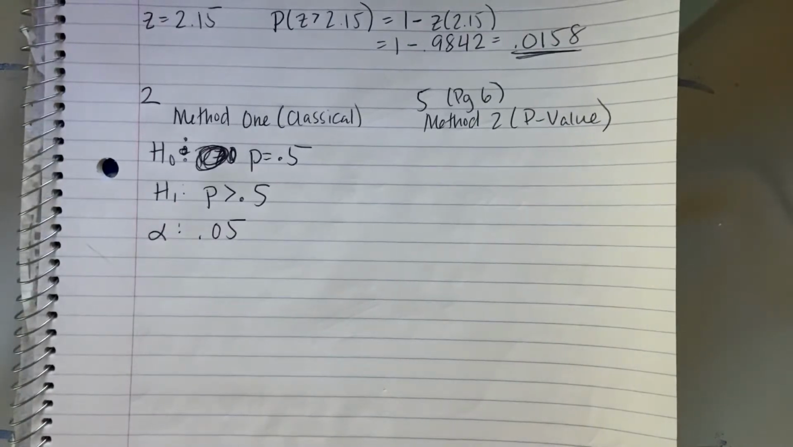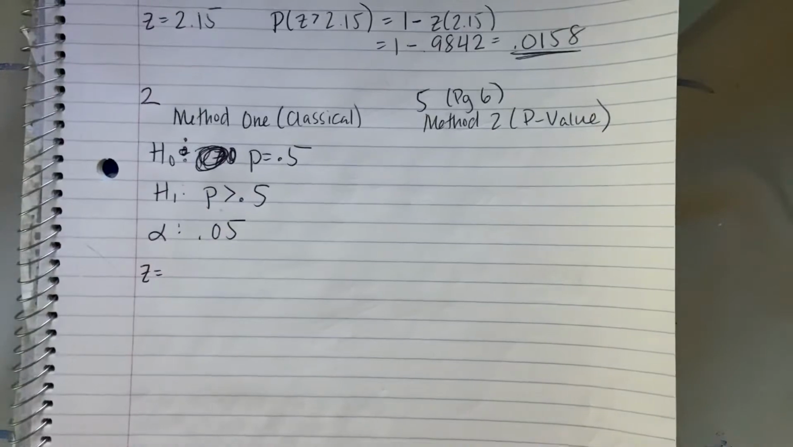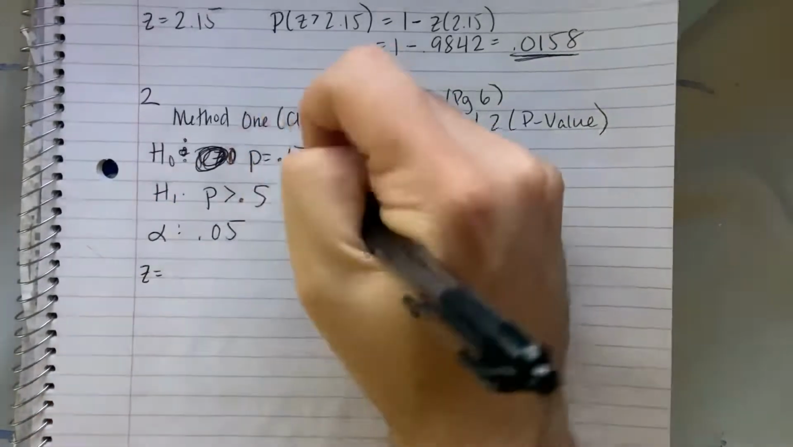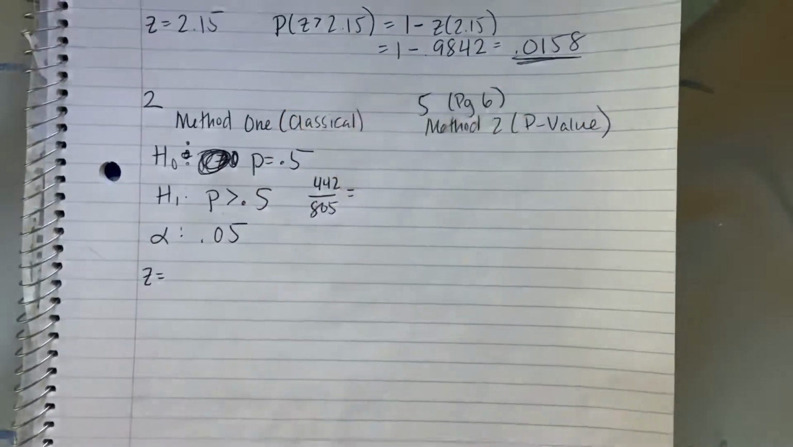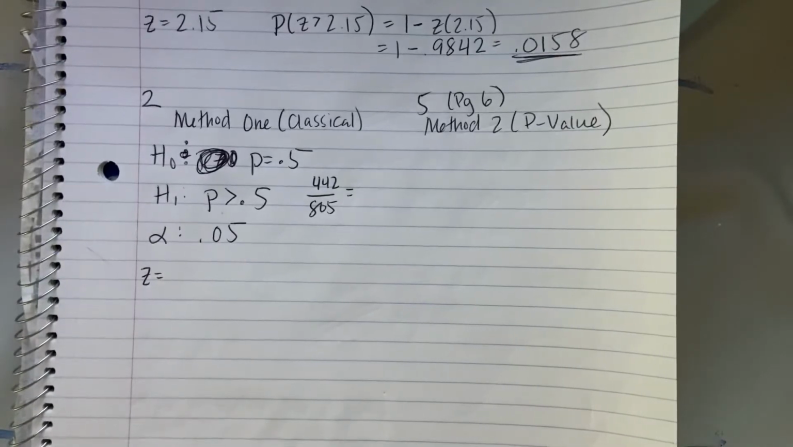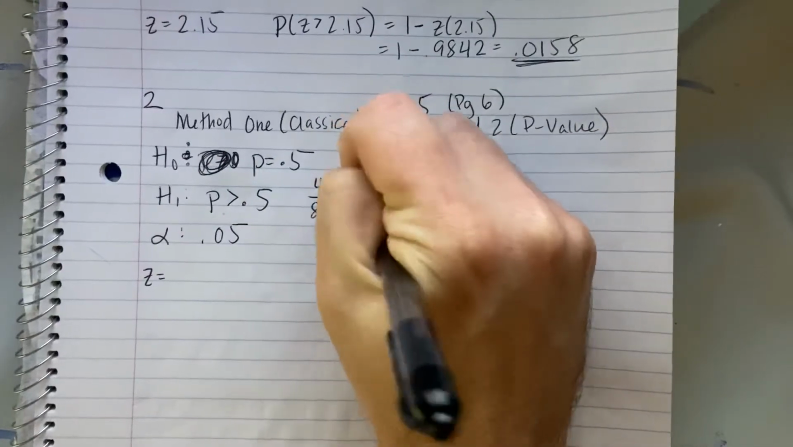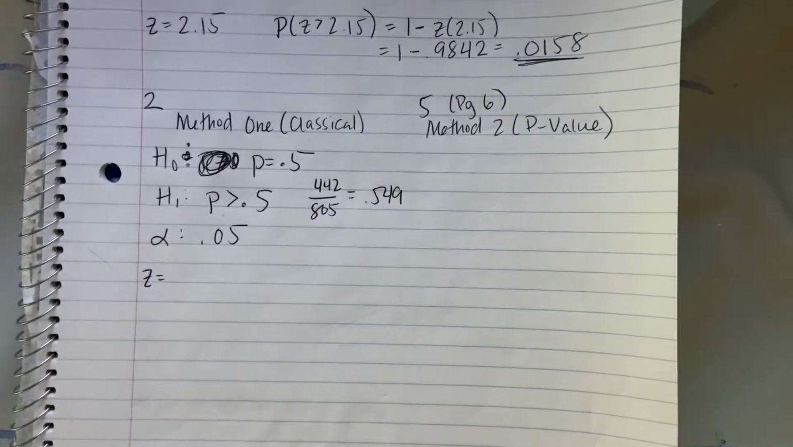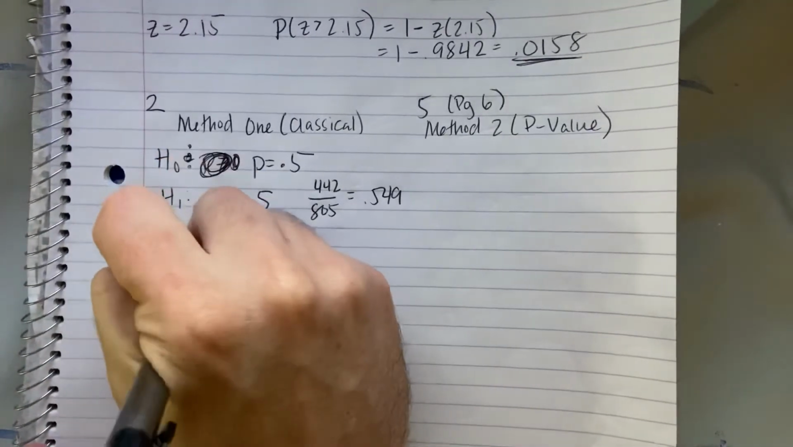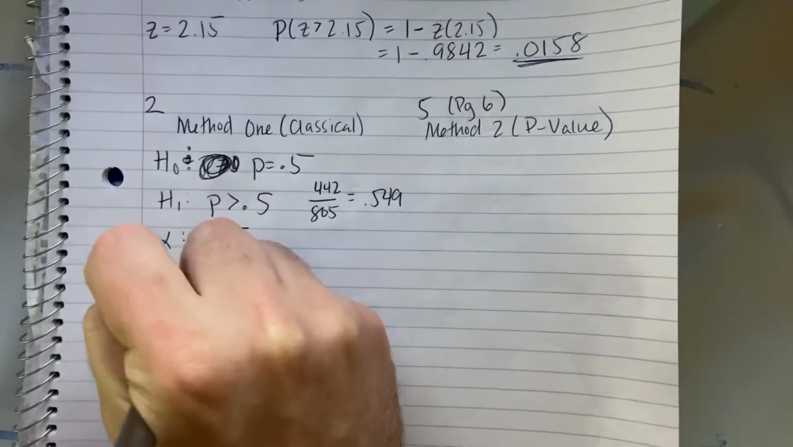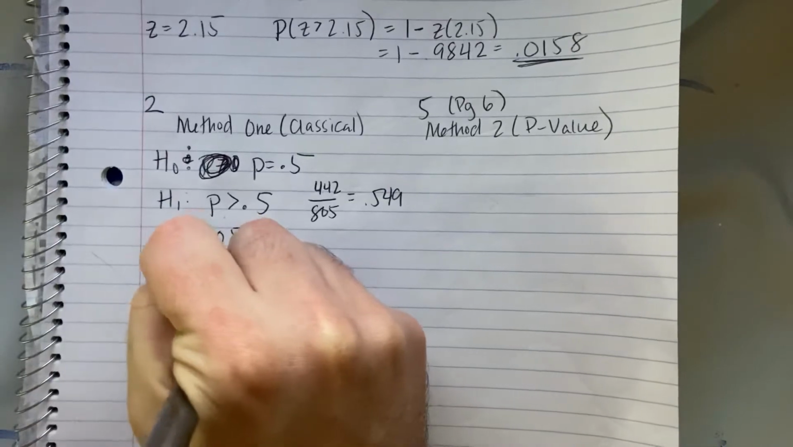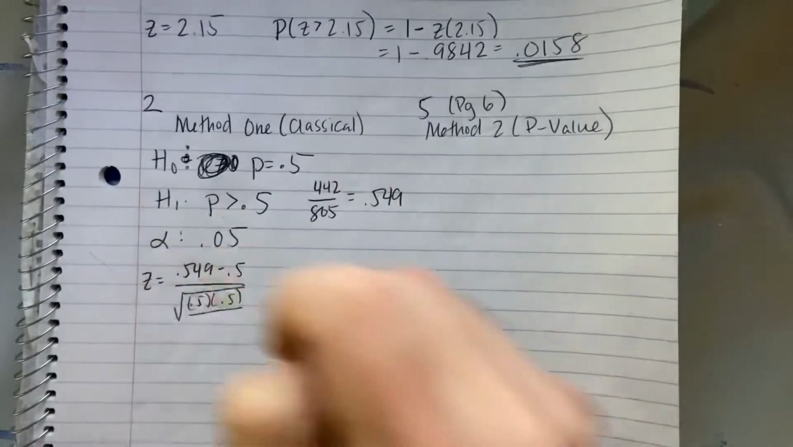So this is where I have to calculate the z-score for the classical approach. I need a ratio for my adults. It's 442 over 805. What is 442 divided by 805? It is 0.549. So what do I do with that? This is where I do 0.549 minus 0.5 over the square root of 0.5 times (1 minus 0.5), over our sample size, 805.